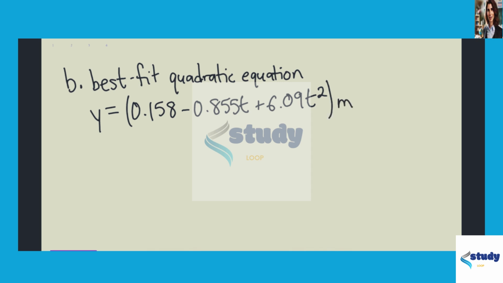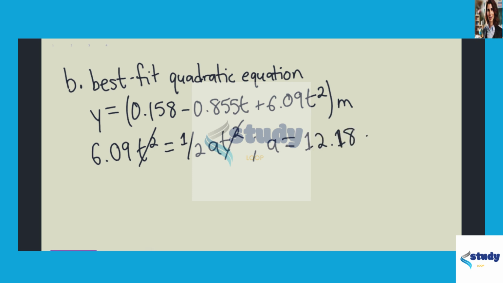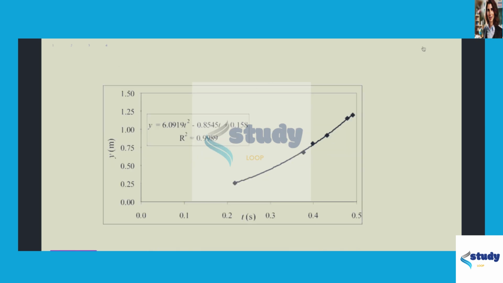Since the quadratic term in this relationship is 1/2 at squared, we can say that 6.09t squared would be equal to 1/2 at squared. Let's eliminate the t squared, and we find a would be approximately 12.18 meters per second squared. So that would be the acceleration for this. And then if you were to graph it using Excel, this is what the graph would look like.